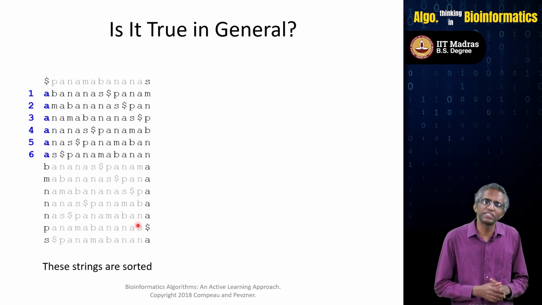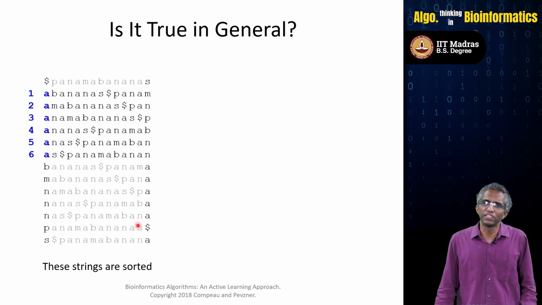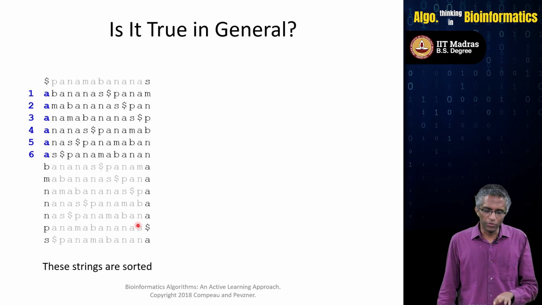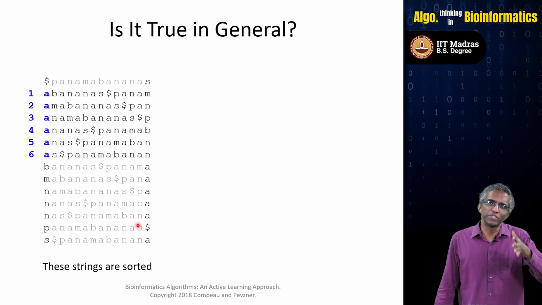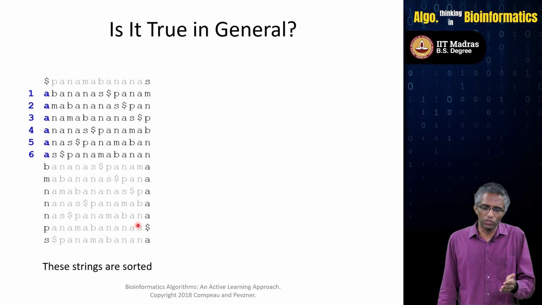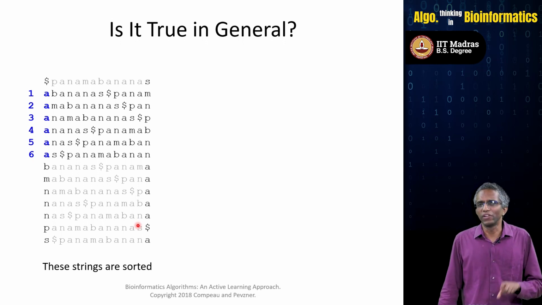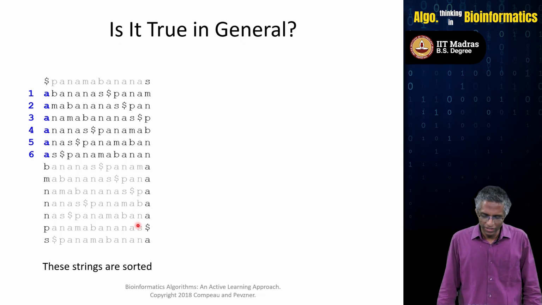Now the question is, is it just a lucky thing that happened for bananas and A's and N's that we have seen for this example alone, or is it true in general? What about this property, that the many times in which a particular letter occurs in the first column and the same number of times it occurs in the last column, are they always going to be in this one-to-one correspondence and in the same ordering? Is it true in general?